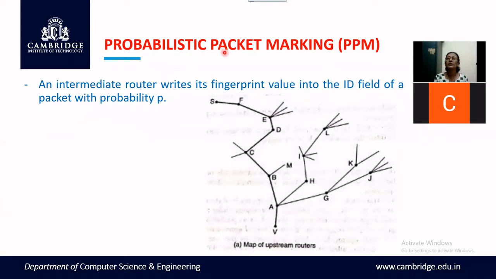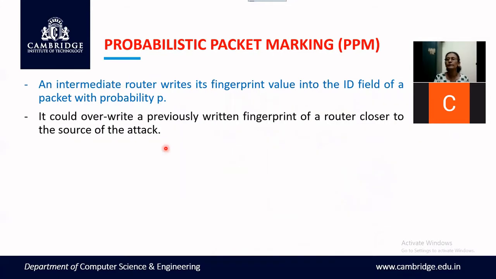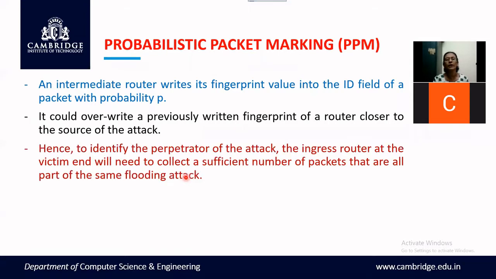So now in probabilistic packet marking, suppose the packet moves from here to here, the address of S will be written into the 16-bit ID field with a probability P. Some probability P is chosen, and with that probability, this address would be written there. Now if it moves to the next one and some address has already been written, then with probability P, if the second router wants to write, the address written by the previous one would be overwritten.